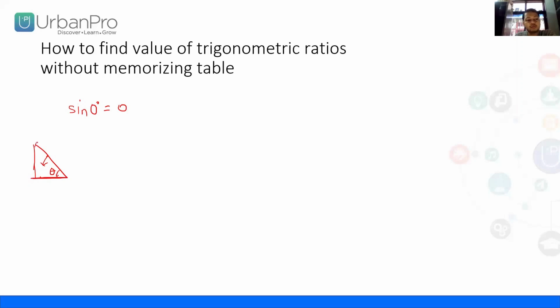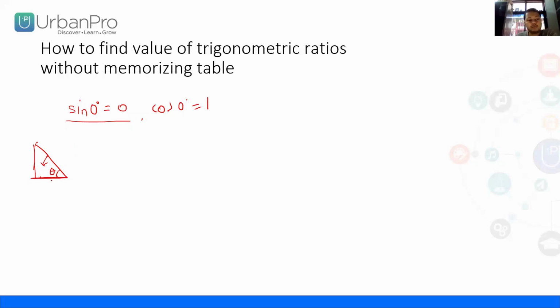And what is the formula for sine theta? Opposite upon hypotenuse. But if the hypotenuse is not there, the numerator will be 0. So that's why sine 0 is 0. Okay, and cos 0 we are taking as 1.